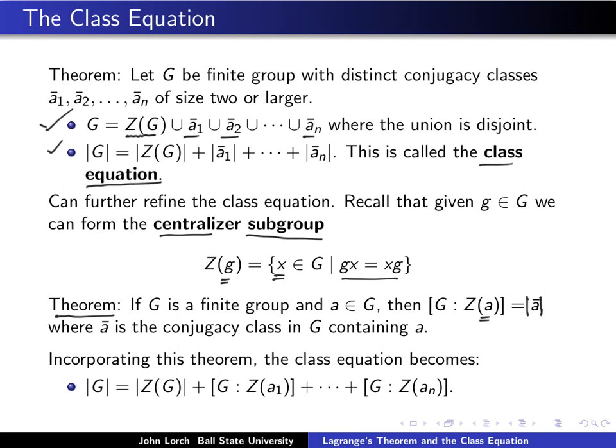So if you incorporate that theorem into the class equation, what you wind up with is this, that the size of G is the size of the center together with the indexes of all of these remaining centralizer subgroups.